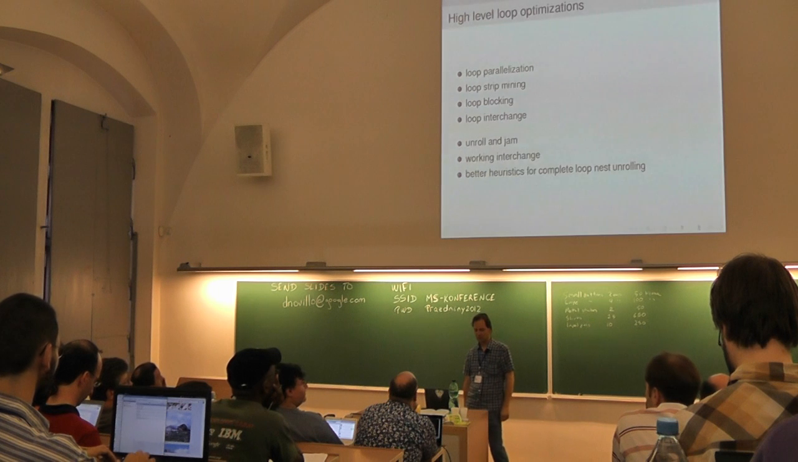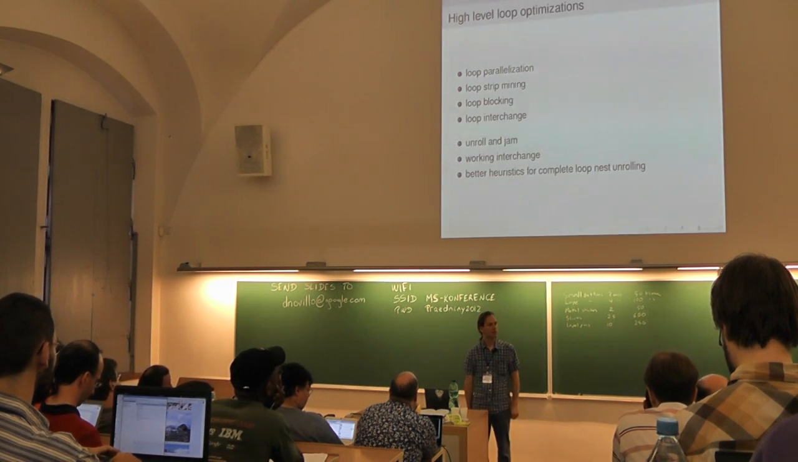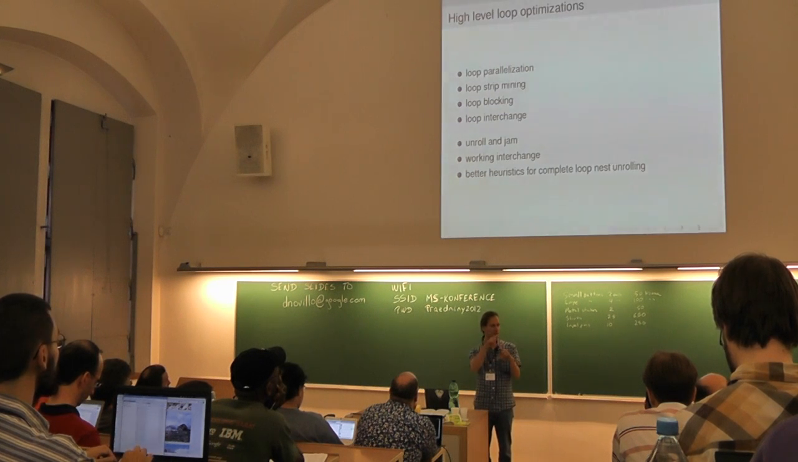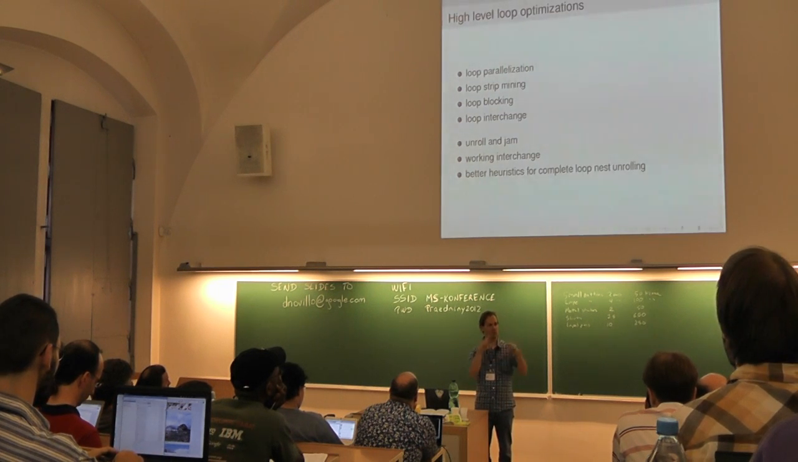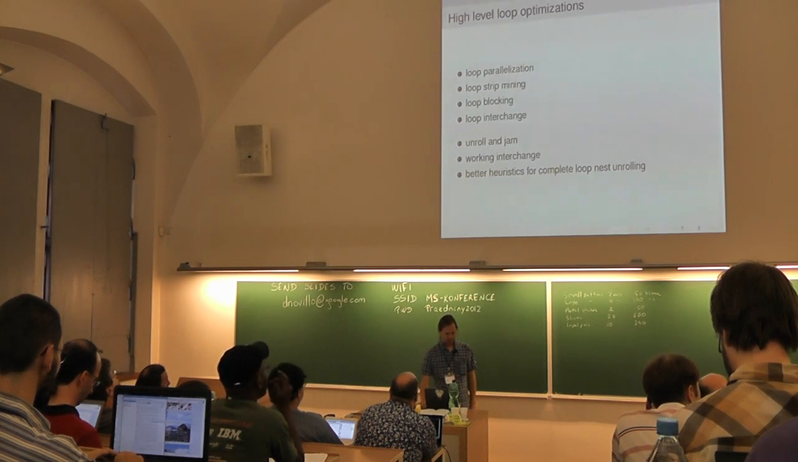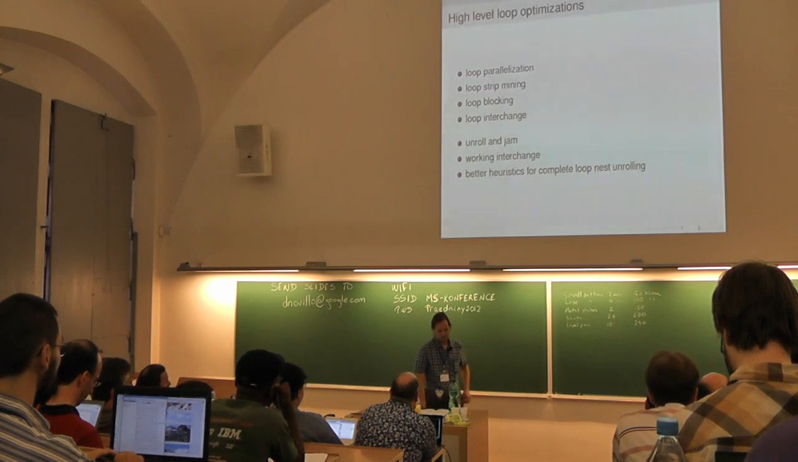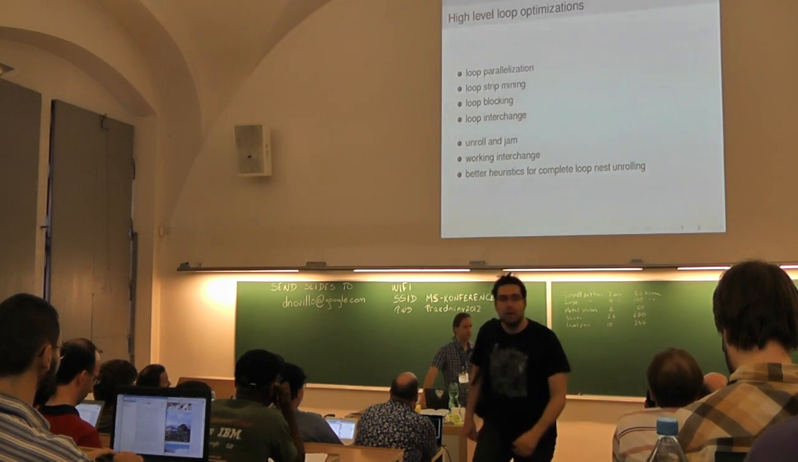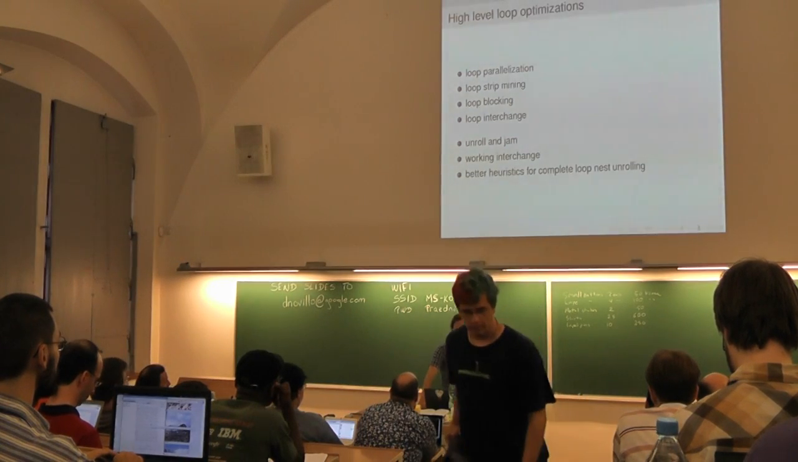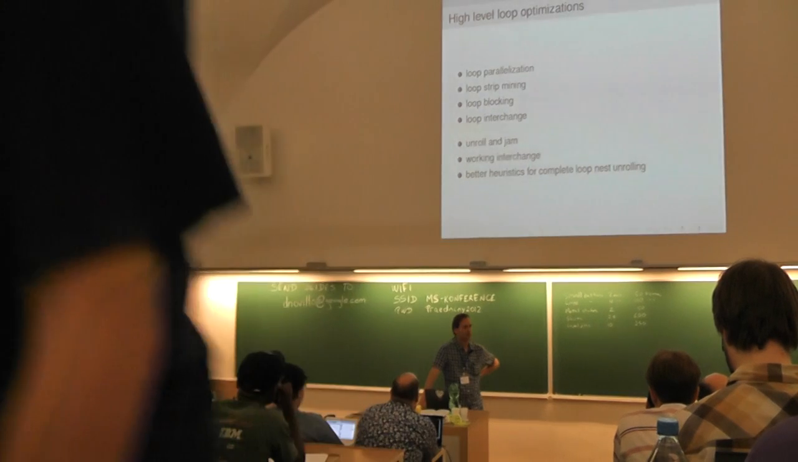So usually you have a more complicated situation where there's not a so-called perfect nest, where there's also work done in the outer loop, which there's not really a way to shuffle inside. But yeah, we can do interchange in that case right now. And we have the issue that, for unrolling or complete nest unrolling, we would like to have better heuristics for when it is profitable or when not.